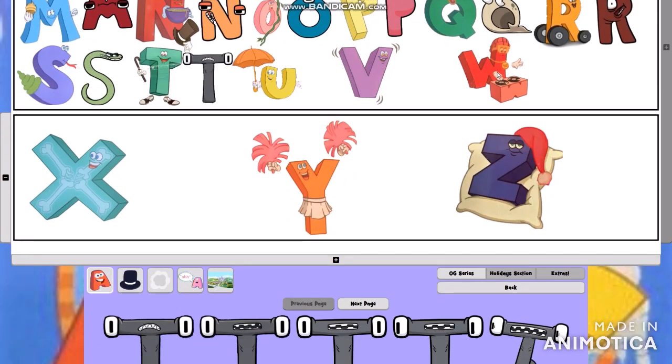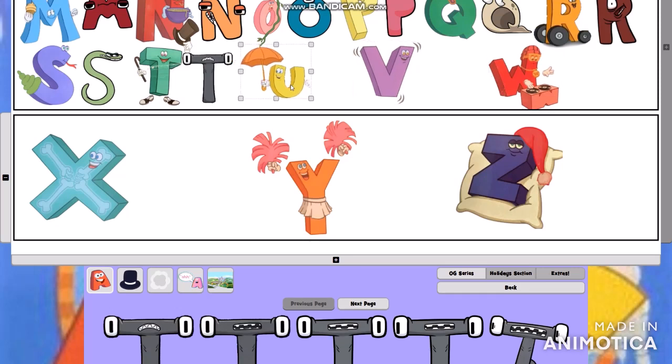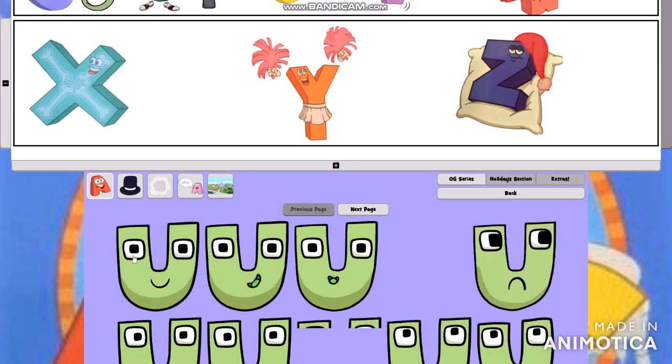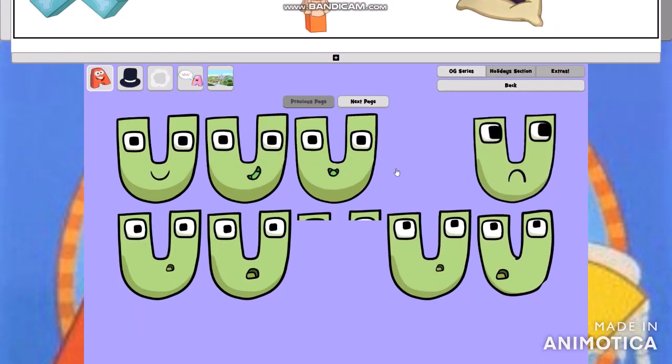Next we have the letter U. And the V. So we have more space for multiple letters. So I cannot believe it. That was what stands for the letter U.